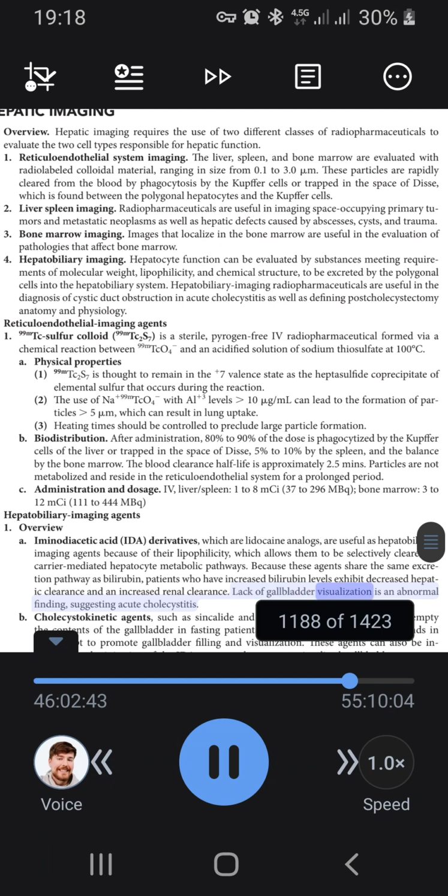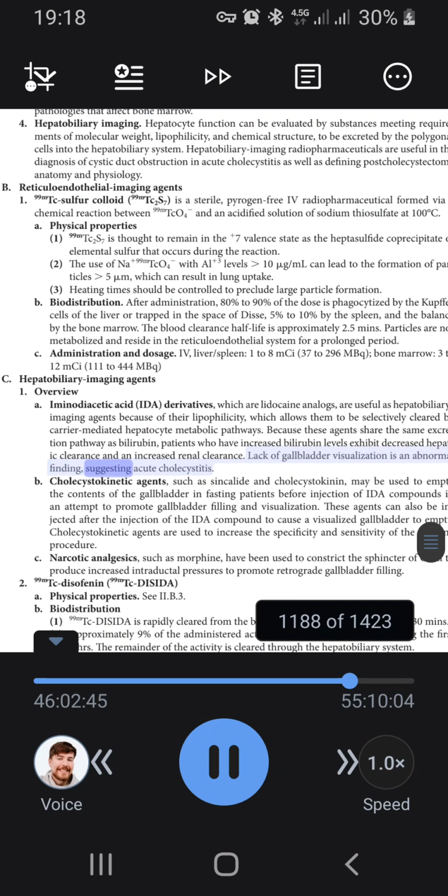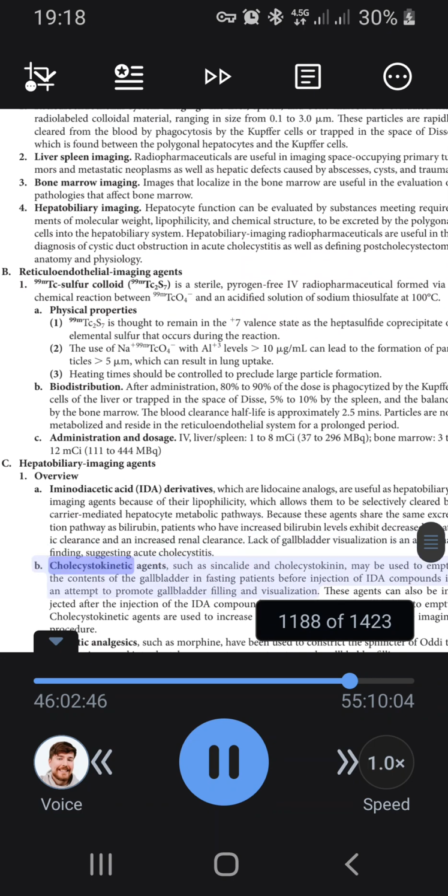Lack of gallbladder visualization is an abnormal finding, suggesting acute cholecystitis. B. Cholecystokinetic agents, such as sincalide and cholecystokinin, may be used to empty the contents of the gallbladder in fasting patients before injection of IDA compounds in an attempt to promote gallbladder filling and visualization. These agents can also be injected after the injection of the IDA compound to cause a visualized gallbladder to empty. Cholecystokinetic agents are used to increase the specificity and sensitivity of the imaging procedure.